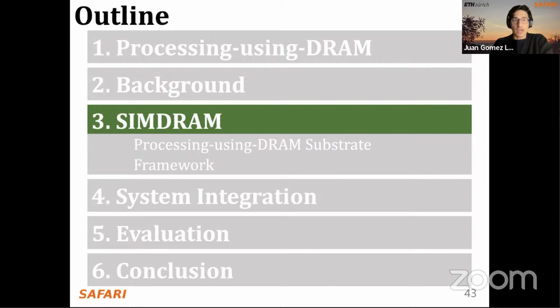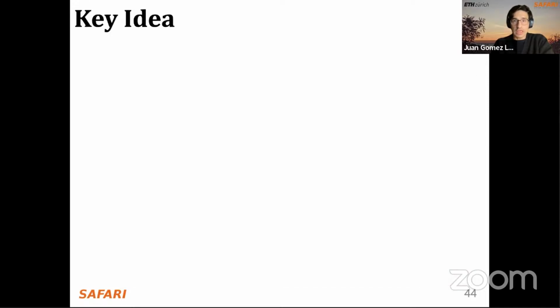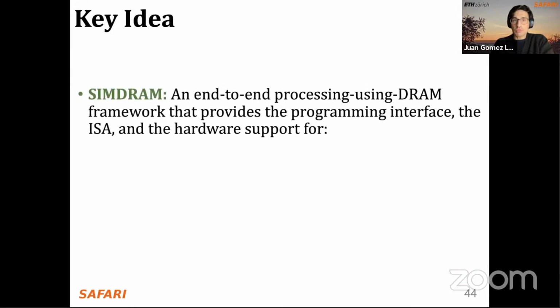And this is SIMDRAM. We are going to start with the key idea in SIMDRAM, an end-to-end processing-using-DRAM framework, providing a programming interface, an ISA, and the hardware support. The programming interface is what, let's say, the regular programmer would use to make use of SIMDRAM. The ISA are the extensions that we need to add to the instruction set in order to be able to support new instructions, and then the corresponding hardware support.